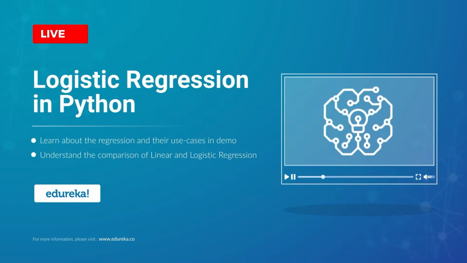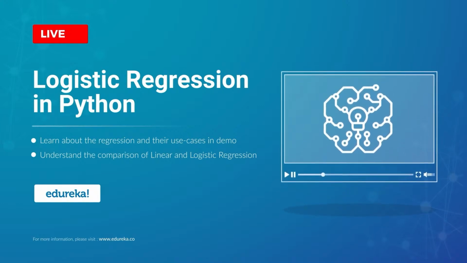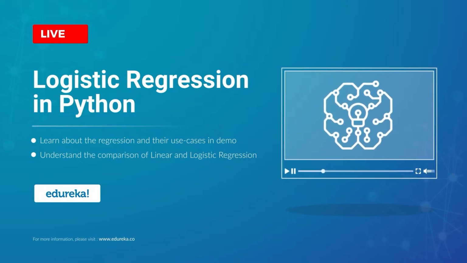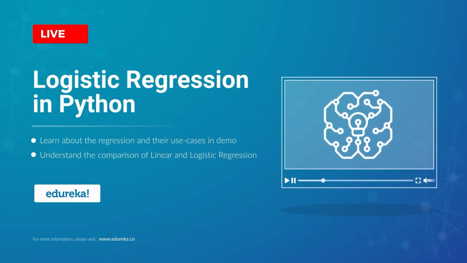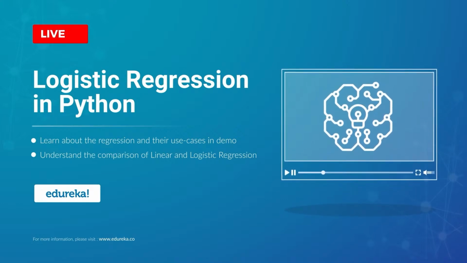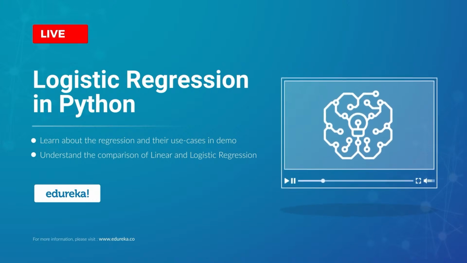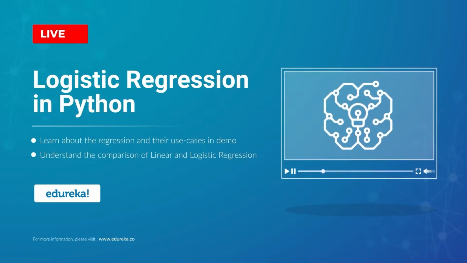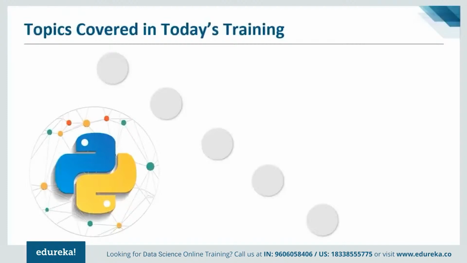Most of the entities in this world are related in one way or another. At times, finding relationships between entities can help you make valuable business decisions. I am Ayushi from Edureka, and today I'm going to talk about logistic regression, which is one such approach towards predicting relationships. Now let us see what all we're going to cover in today's training.